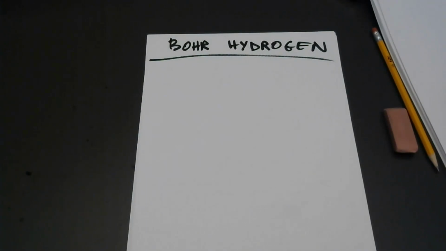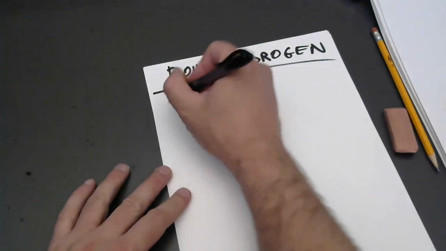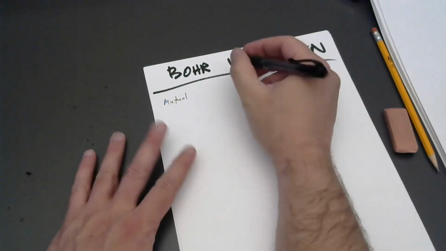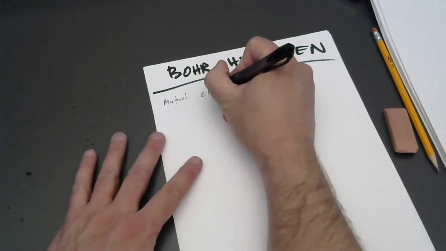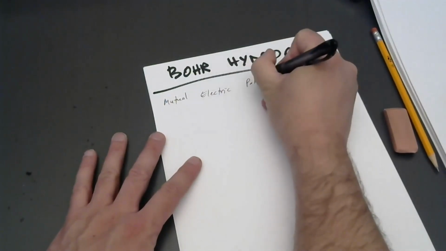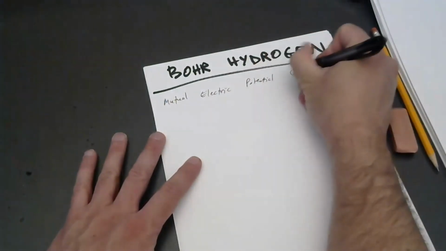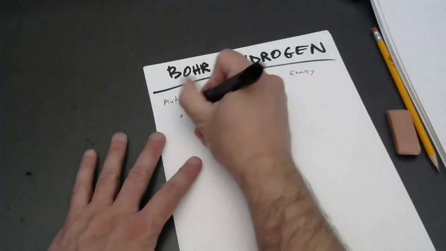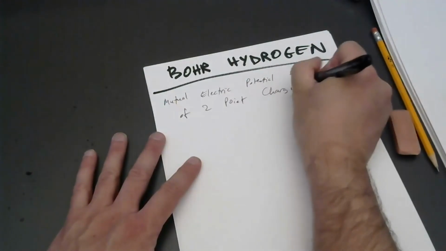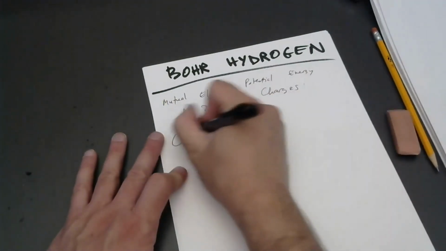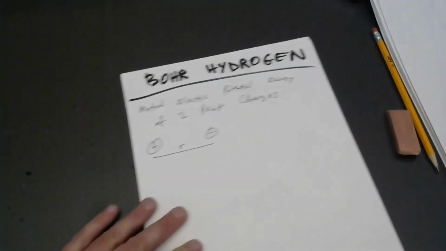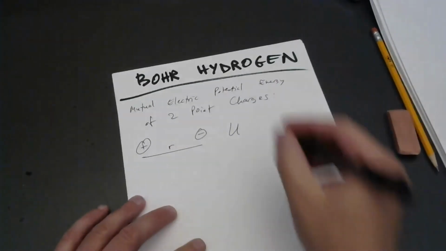Okay, so let's review some preliminaries. The mutual electrostatic, I'll say electric, potential energy of 2 point charges. In our case, it's going to be a plus and a minus charge. We'll say they're separated by a distance r. We use the letter U for potential energy.